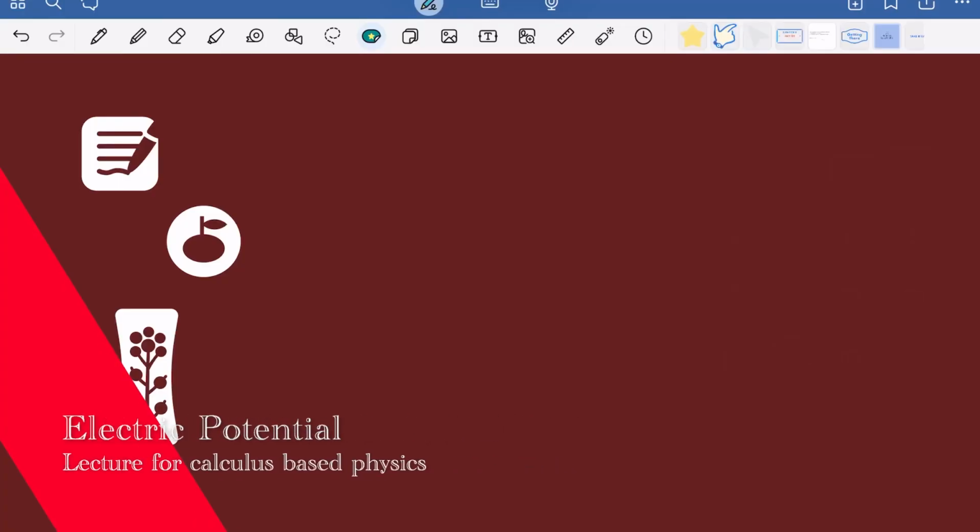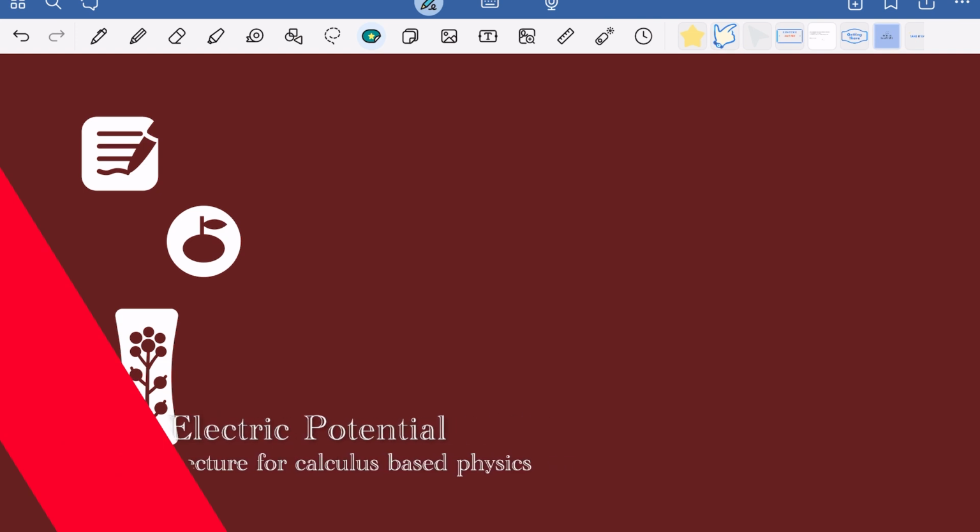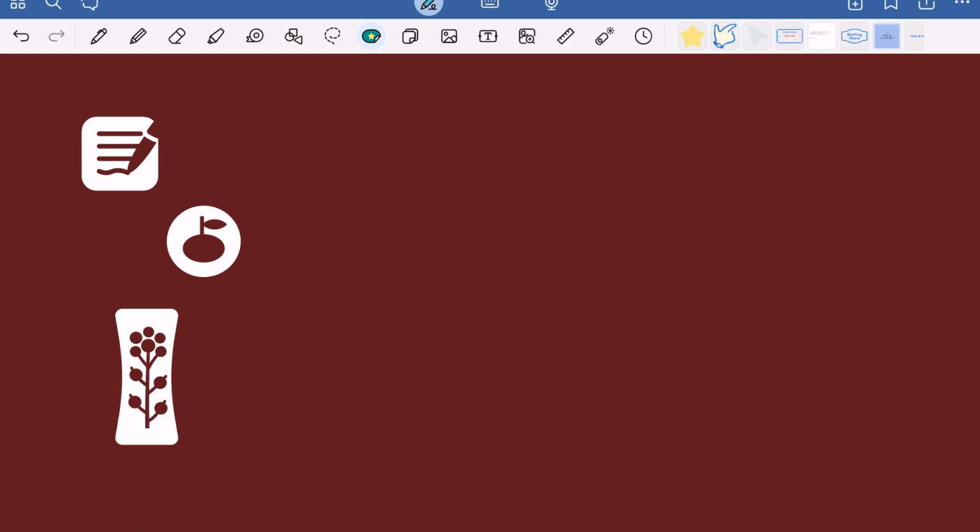Welcome to this calculus based physics lecture on electric potential and electric potential energy. In this comprehensive session, we will explore foundational concepts in electrostatics from work and energy to dipoles, fields, and real world applications like printers and particle accelerators.